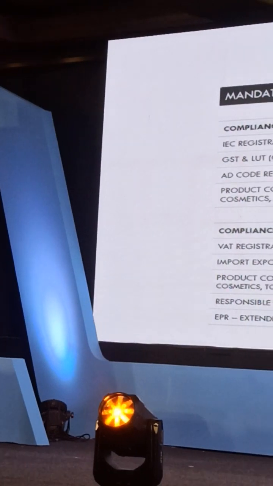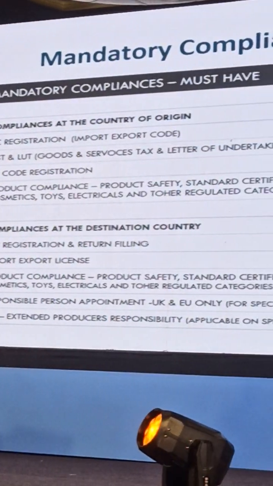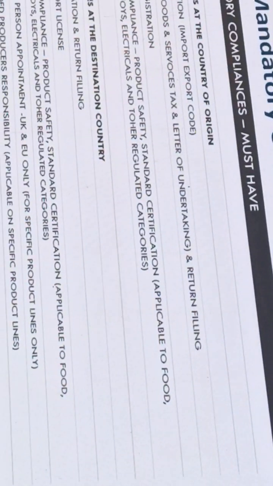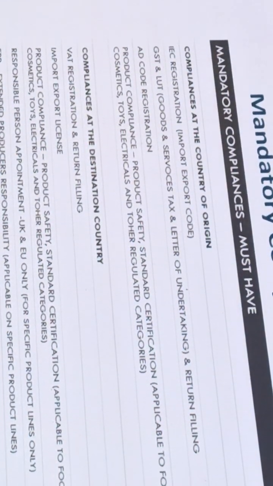So there's VAT, import-export license, product compliance certification, responsible person, which is mostly for UK and European Union, EPR only for France and Germany, and that too only for a few product categories. This was mandatory compliance. Now we come to the other side, voluntary compliance.